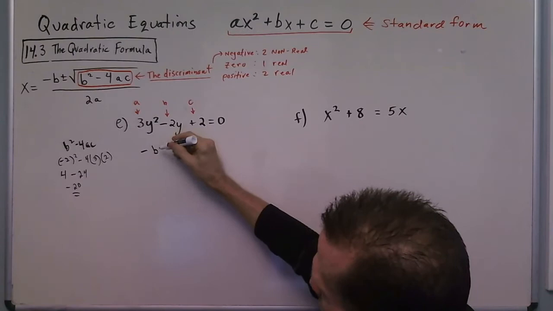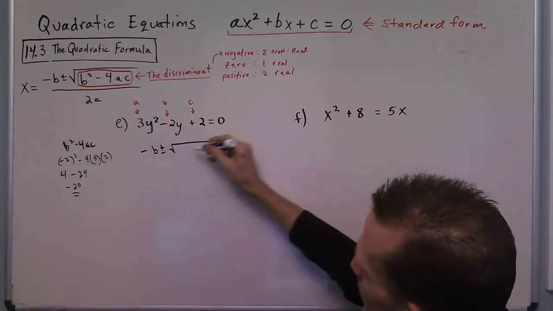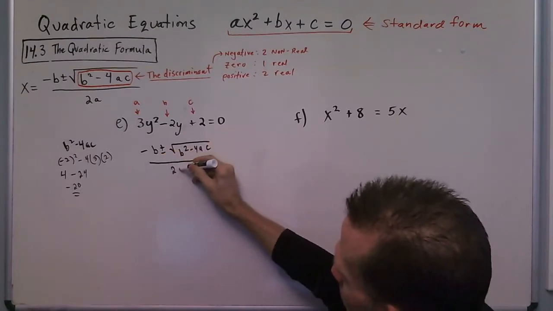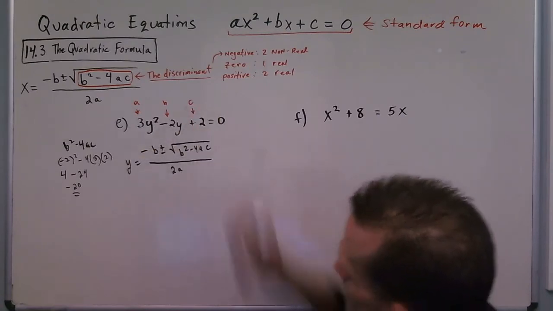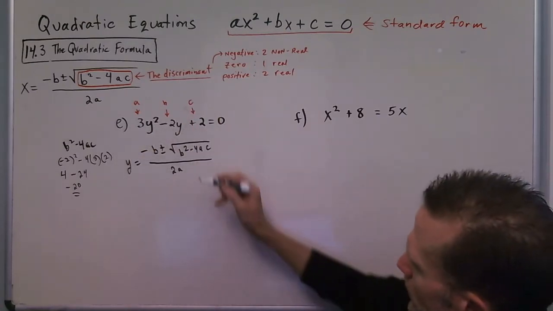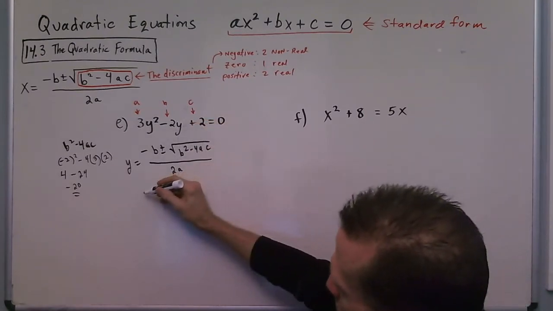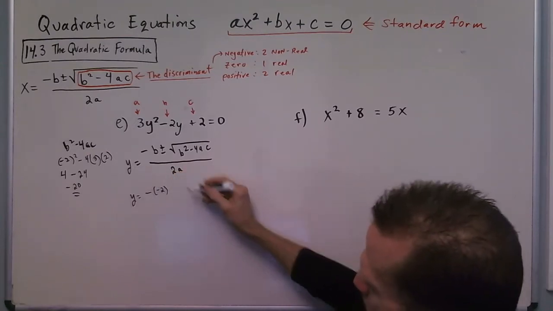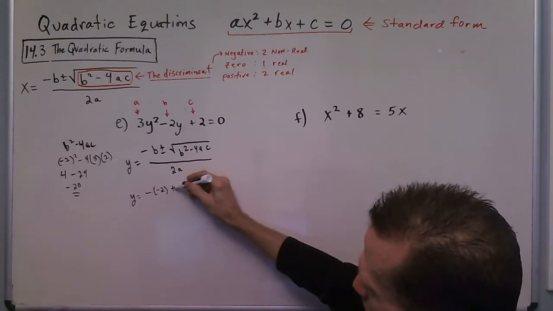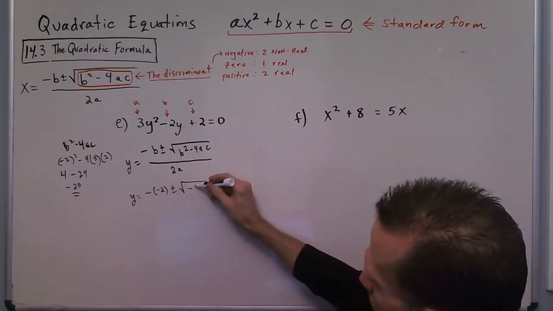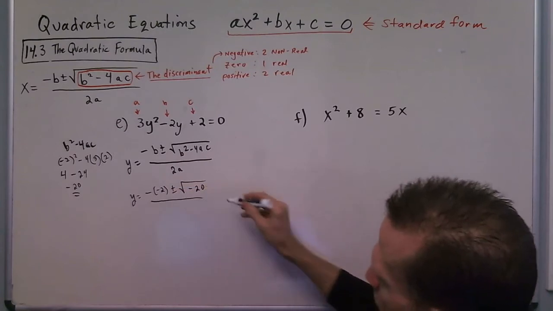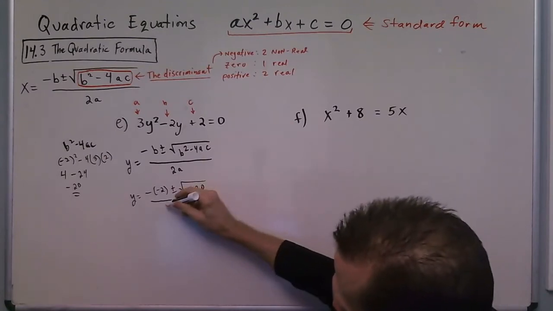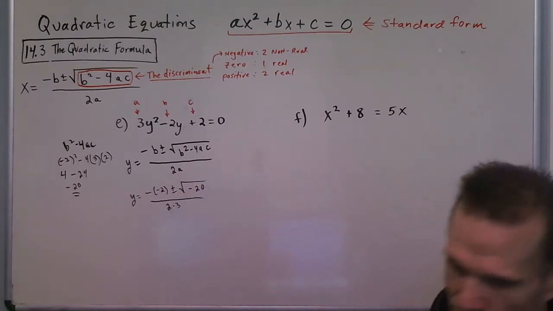So I have negative b plus or minus the square root b squared minus 4ac all over 2a. That's going to be y equals, because of our variable here. So let's see, I have a negative value here. So what this looks like here is I got y equals -2, because that's my b value is -2, plus or minus the square root of -20 all over 6. I'm just going to write that out for you so you see it this time, 2 times 3. Okay, so our a value is 3.